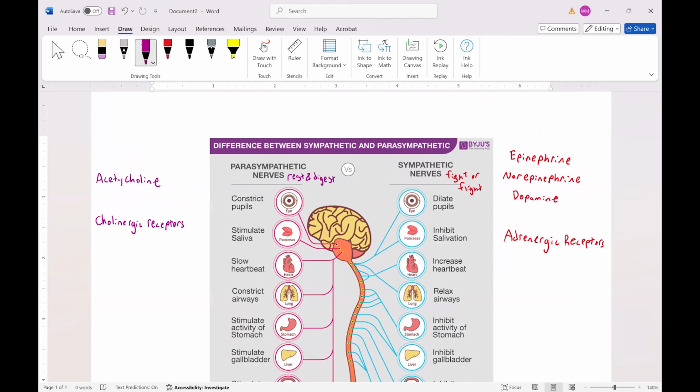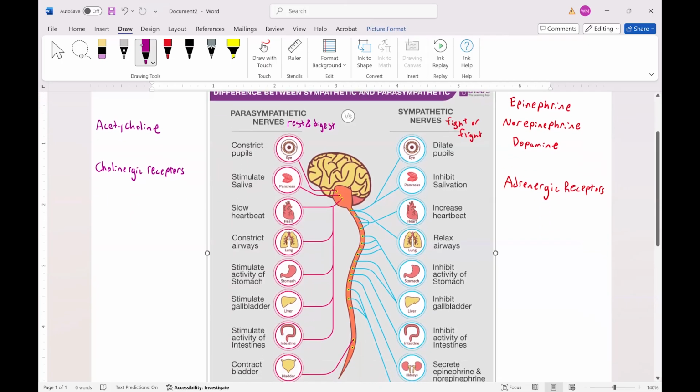Now that we've defeated or ran away from our saber-tooth tiger, I maybe need to relax and recuperate from this. I might need to eat to restore all of those things that I just lost with that fight or flight. So now is when the parasympathetic side, the acetylcholine, is going in and reacting with the cholinergic receptors on these organs and causing pretty much the opposite.